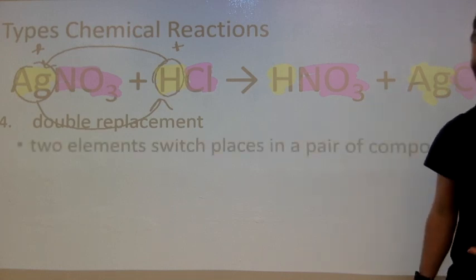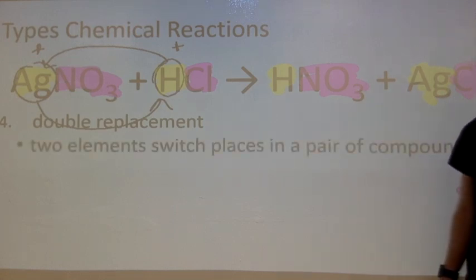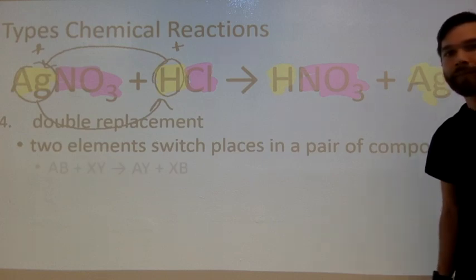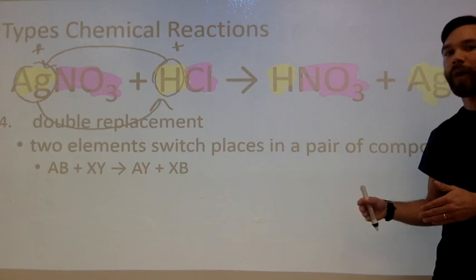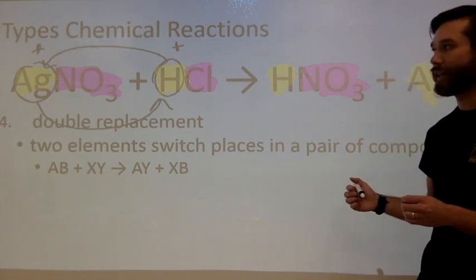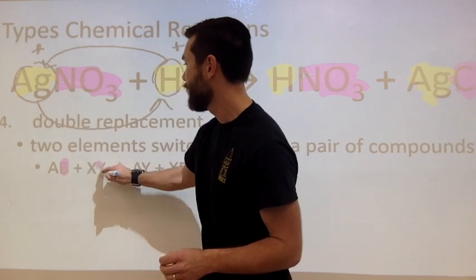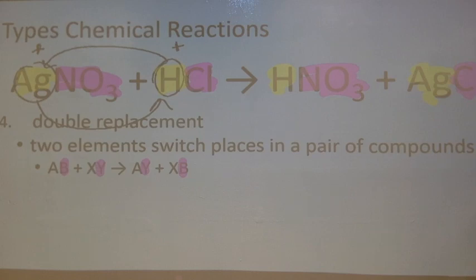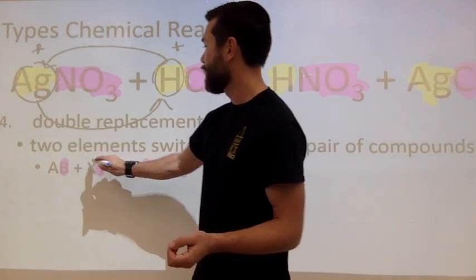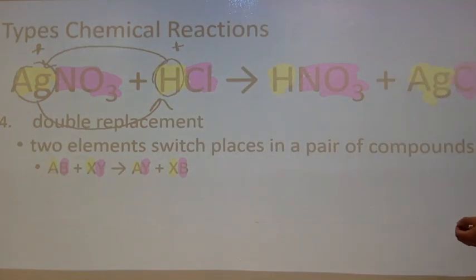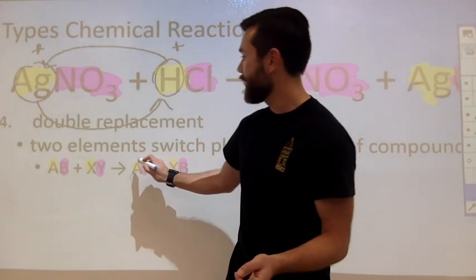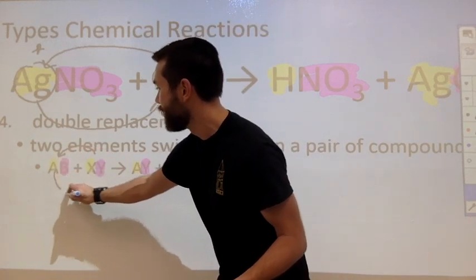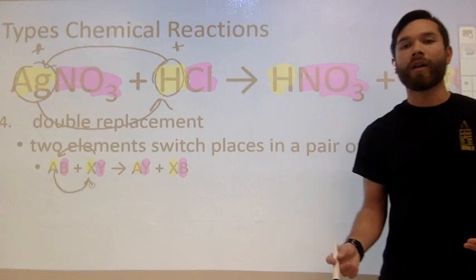So double replacement is where two elements switch places in a pair of compounds. We could represent this as AB plus XY yields AY plus XB. So again, here are your negatives. And back to yellow for the positive. All right, now we got that working again. Here is a positive ion, a positive ion, a positive ion, and a positive ion. All you're seeing happening is this switches with that, and then this comes into there. That's what we're calling double replacement.